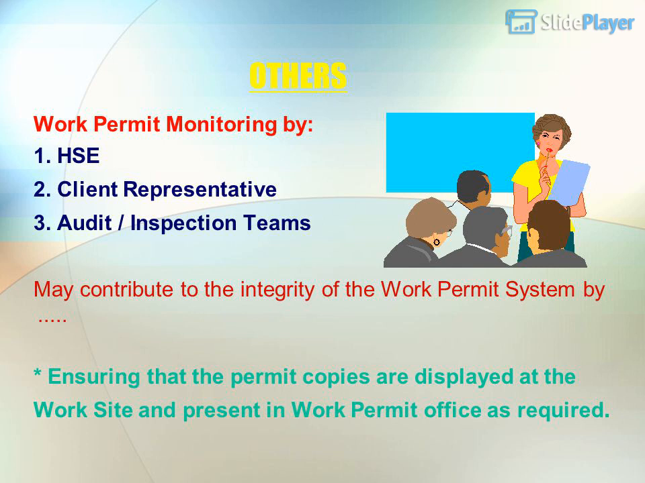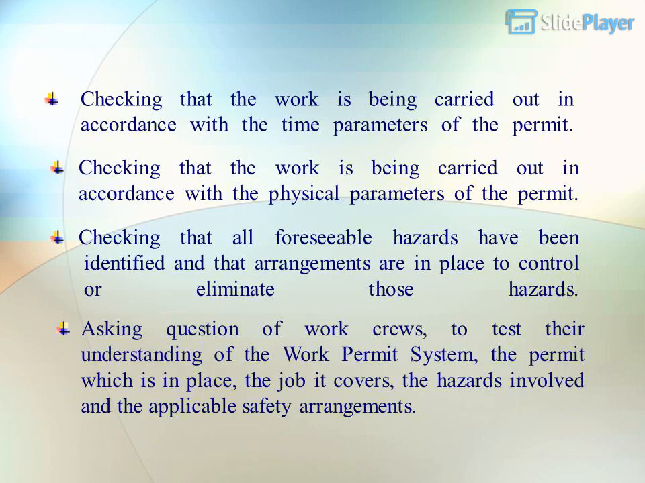3. Audit and inspection teams may contribute to the integrity of the work permit system by ensuring that the permit copies are displayed at the worksite and present in the work permit office as required, checking that the work is being carried out in accordance with the time parameters of the permit, checking that the work is being carried out in accordance with the physical parameters of the permit, checking that all foreseeable hazards have been identified and that arrangements are in place to control or eliminate those hazards, and asking questions of work crews to test their understanding of the work permit system, the permit which is in place, the job it covers, the hazards involved and the applicable safety arrangements.